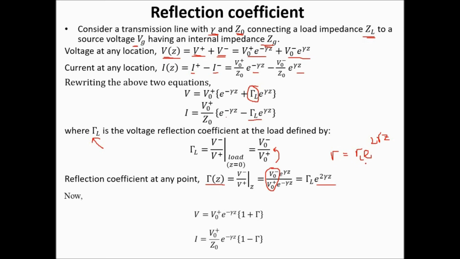constant, but reflection at the load will be varied exponentially with a sine or cosine function. So you might see the reflection at any point will have the same magnitude as the reflection at the load, but with a phase angle. So this is contributing to a phase angle. So reflection at any point has the same magnitude as reflection at load.